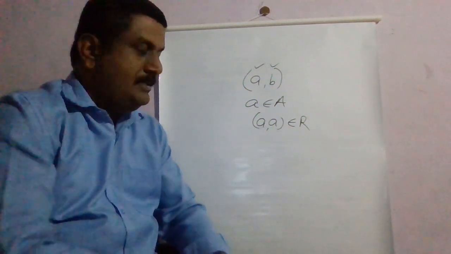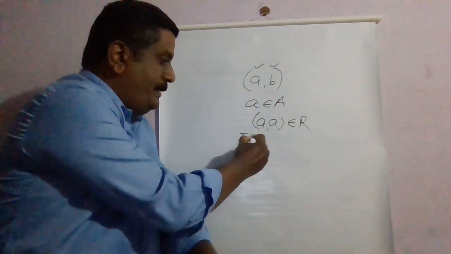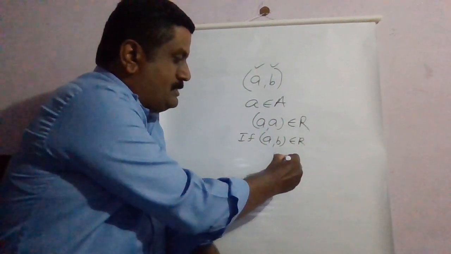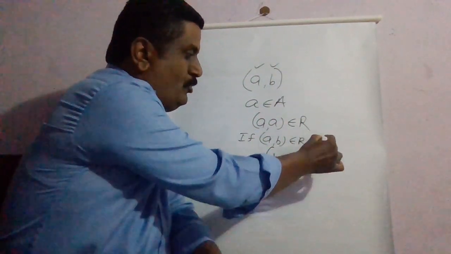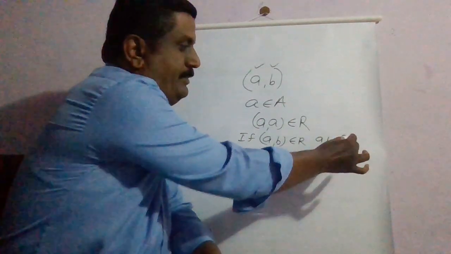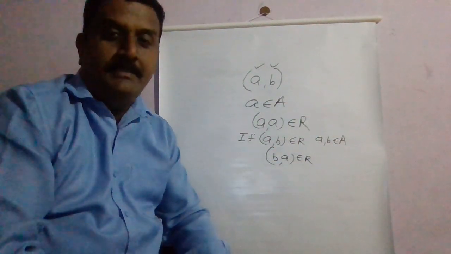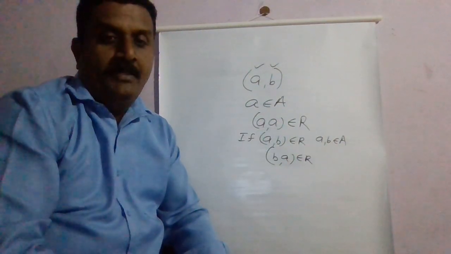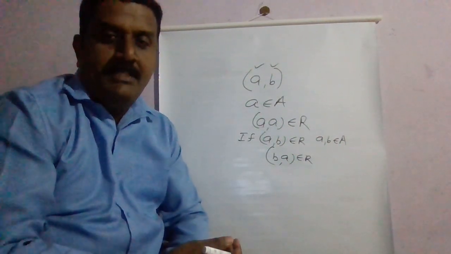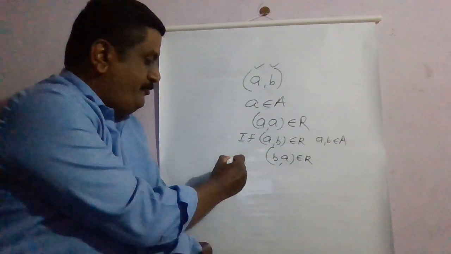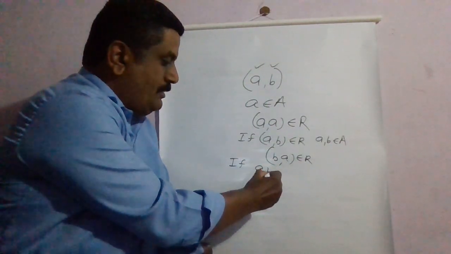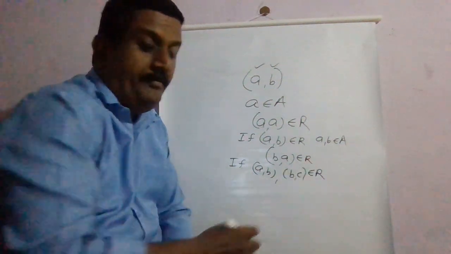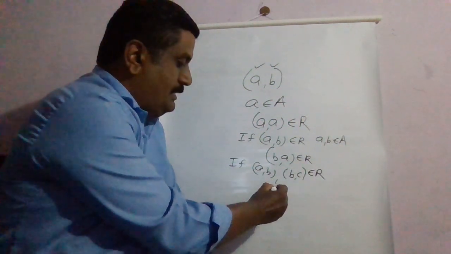In symmetric, if the ordered pair (a, b) belongs to R, then (b, a) must be there, where a, b belong to set A. The relation is defined on a set A. If (a, b) belongs to R, then (b, a) must be there. In the same way, we can define transitive relation. Transitive relation means if (a, b) and (b, c), if these two ordered pairs belong to R, then (a, c) must be there.